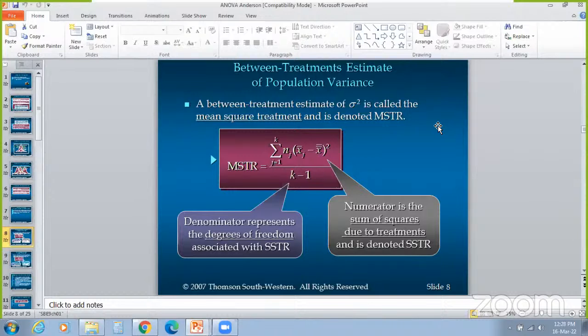The way we calculate it is that we have to calculate the grand mean. Grand mean means, for example, if you have 3 populations, you have to calculate the mean of means. The mean of means is called the grand mean, denoted as X double bar.